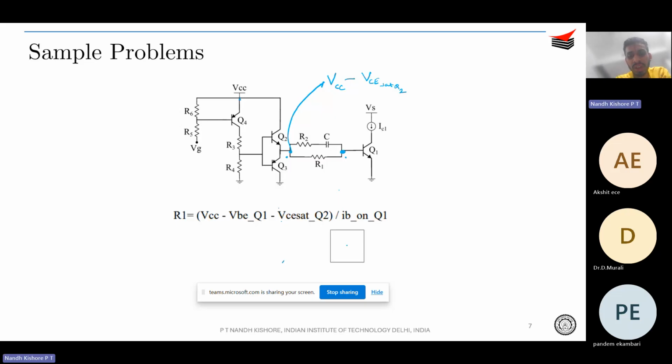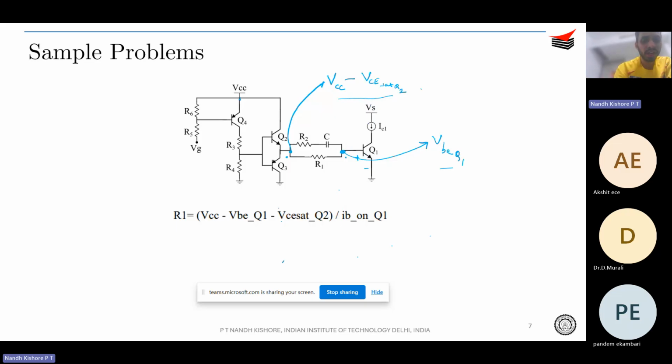And what would be the voltage over here with respect to ground? It would just be VBE Q1. So what is the voltage across R1? This minus this, that is VCC minus VCE at Q2 minus VBE Q1. So this would be the voltage across R1. And how do you rate R1? R1 would be rated for the maximum on current, or IB on Q1.